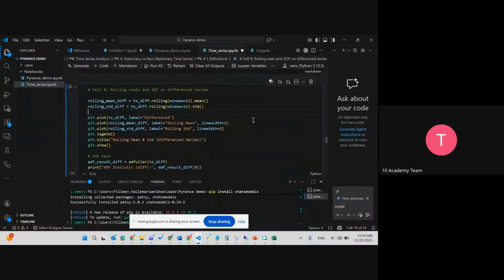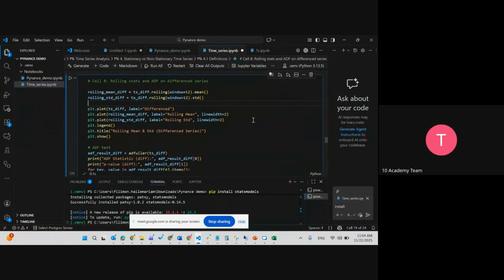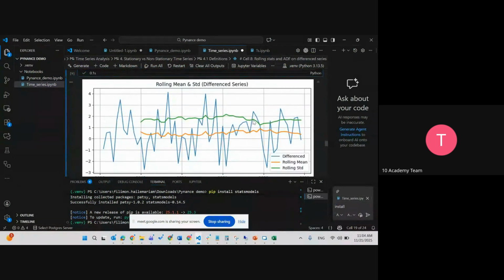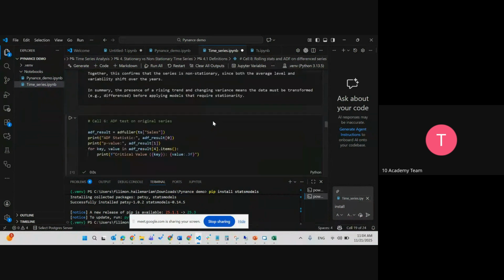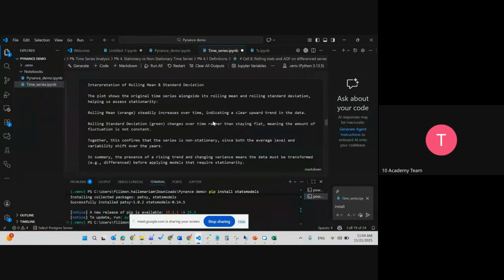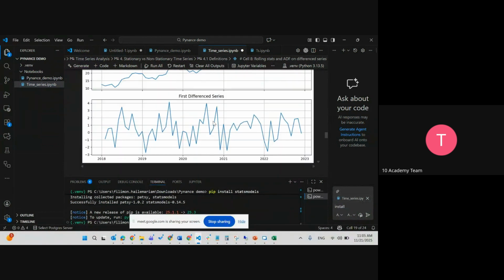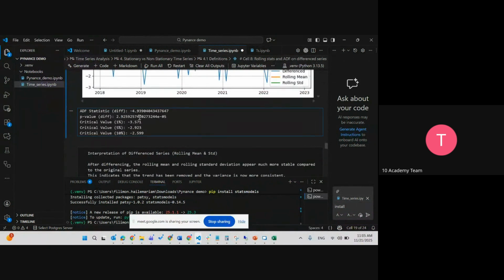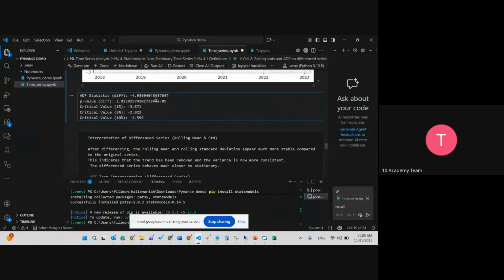Next, the rolling statistics and ADF test on the differenced series. When we plot after differencing, as you can see, the mean and the standard deviation are almost flat, right? It's better than the previous plot. So it becomes stationary. This is why we do the differencing. When we calculate the ADF test, as you can see here, it gives us negative 4.93. It's more negative than these three critical values, right? So this is stationary data.